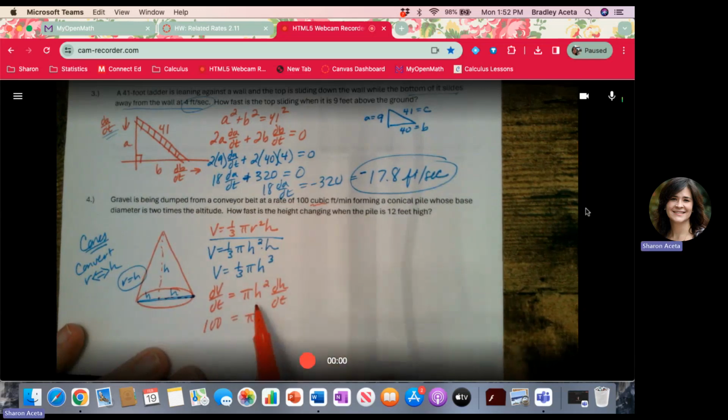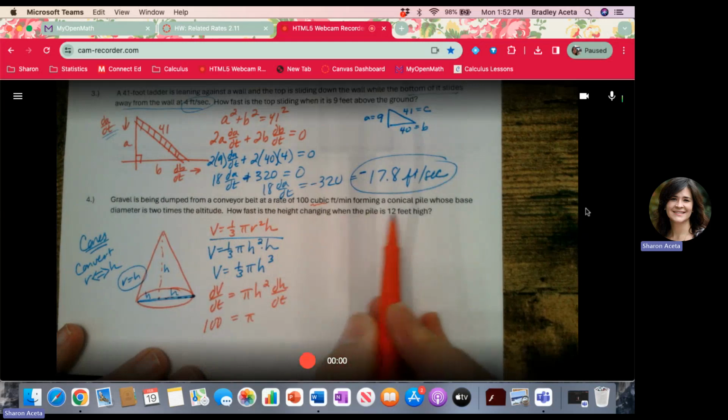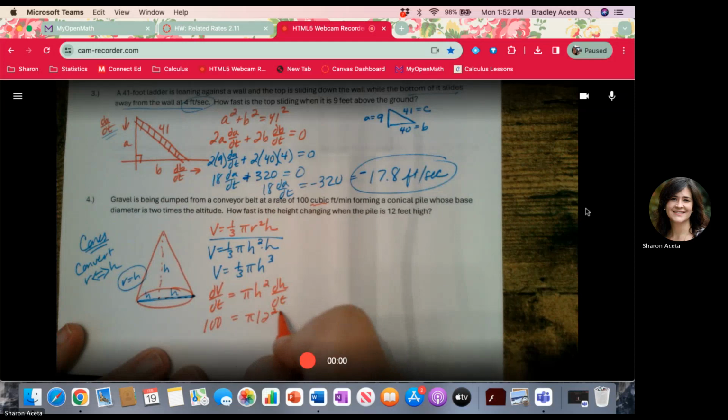Pi stays pi. H, they said, how fast is the height changing? That's dH/dt. That's what we're trying to figure out when the pile is 12. So 12 squared goes here. Don't forget about that squared, dH/dt. And so that would be 100 divided by 144 pi.